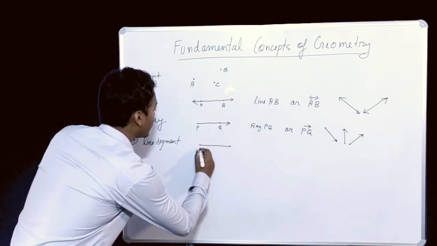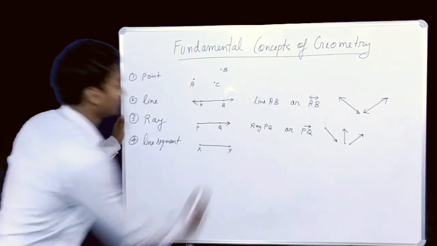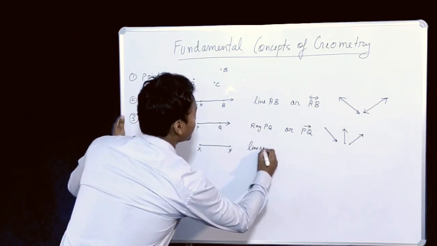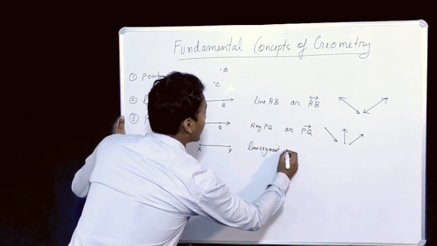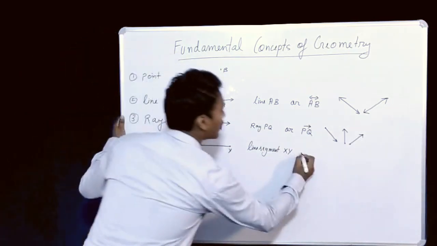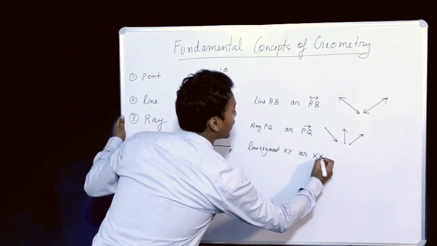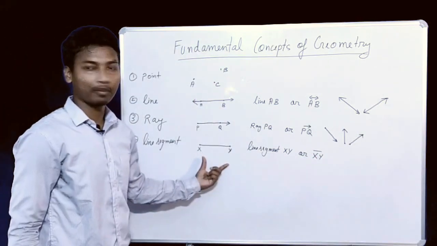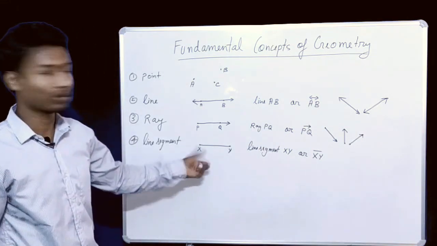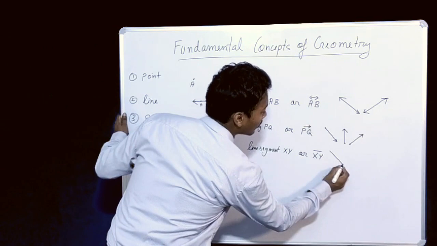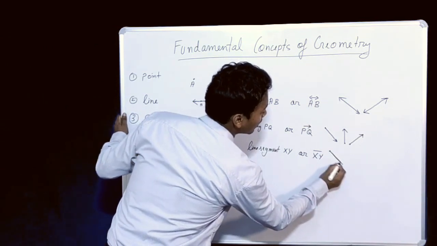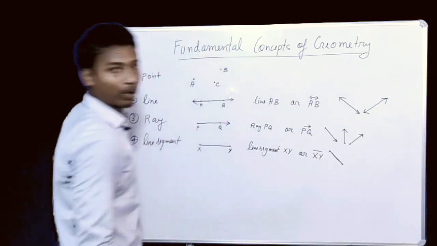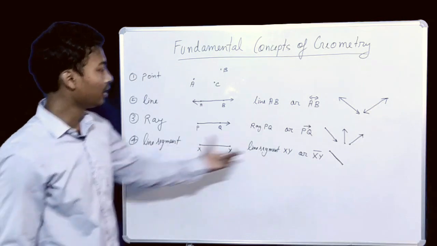So we can name this as X, Y. So we can say line segment XY, or we can say XY with a small line segment symbol on top, which means we are talking about line segment XY. Now here a line segment also can go in any direction. So if you have a line segment moving diagonally, it is also called a line segment. So once you see two end points, you will understand that it is a line segment.